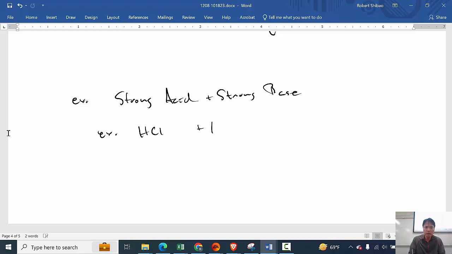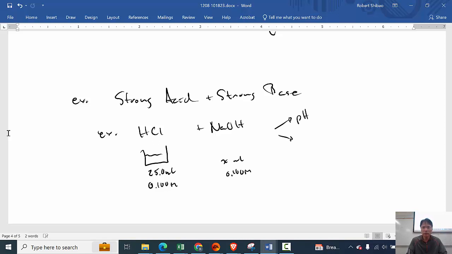So we're going to look at HCl and sodium hydroxide here. The HCl we're going to have is 25.0 milliliters of 0.100 molar. And the sodium hydroxide we're going to call X milliliters of 0.100 molar. There are two types of calculations that we do here. One is the pH, and the other is the inventory. If we're interested in the pH, we call that just the titration.